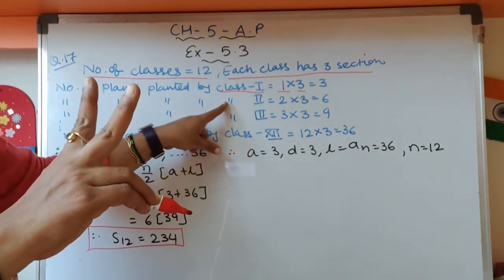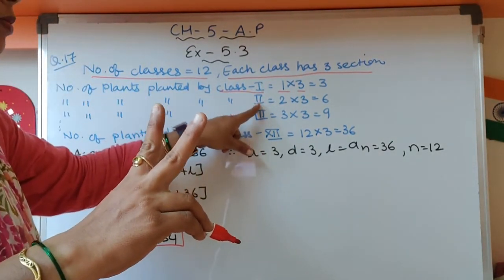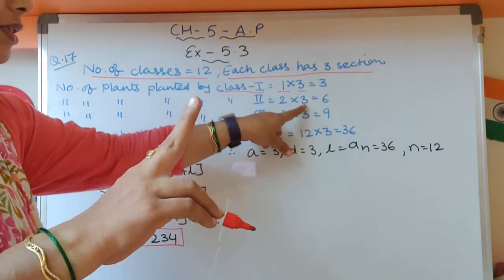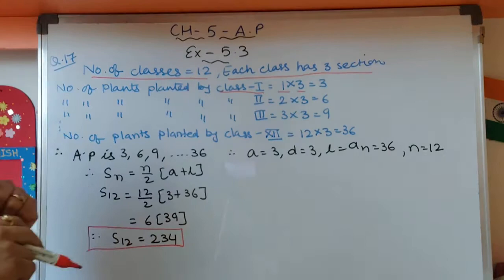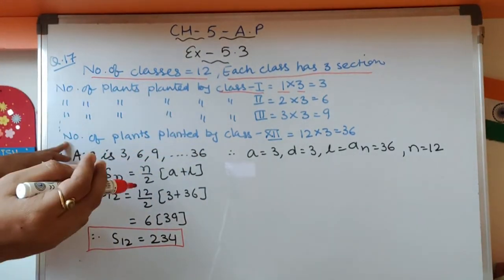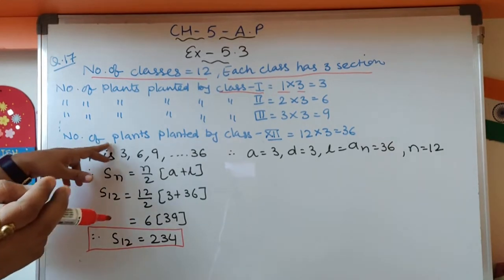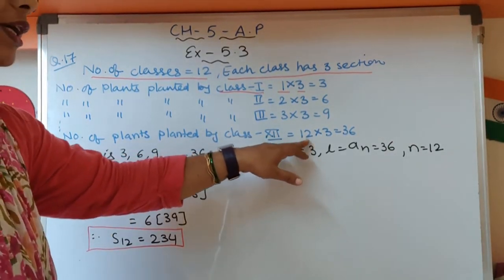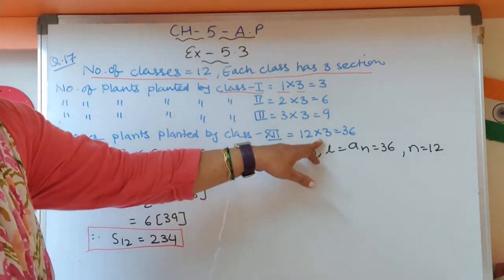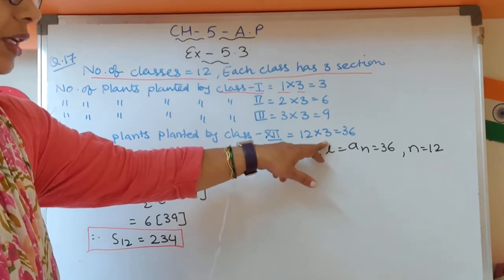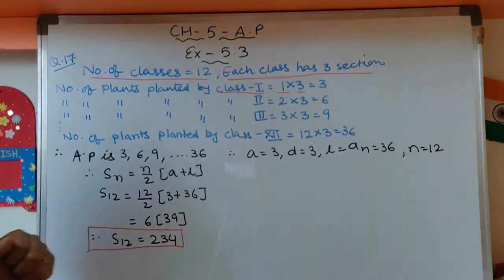क्लास 2 के लिए उनको बोला है कि आपको आपके क्लास के नंबर के हिसाब से 2 plants करना है, but having 3 sections it means 2 into 3 is equal to 6. So like this, if we go for class 12, so number of plants planted by class 12, class 12 के लिए 12 plants and multiply by 3, as again class 12 has 3 sections. Okay, and therefore it is 36.